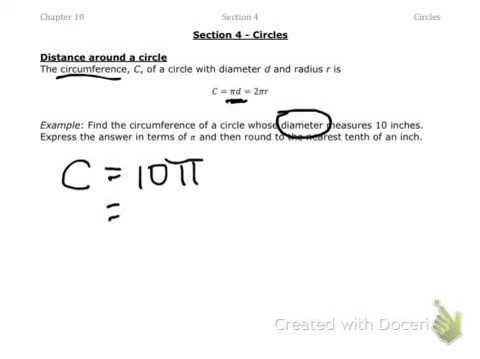If you plug this into your calculator, you're going to get 31.4, and that is going to be in inches. Since this is circumference or perimeter, that is just your unit as is. You don't need to square it. So this is just 31.4 inches.